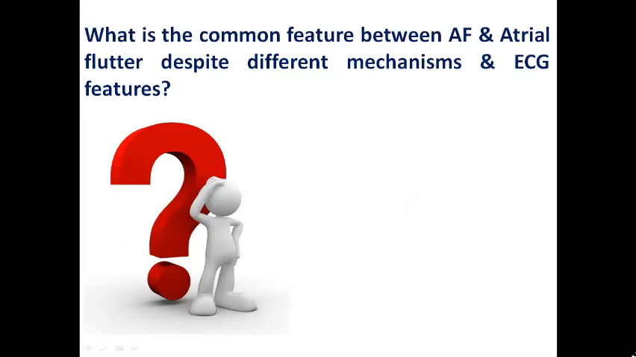Let's ask ourselves the last question in our lecture today. What is the common feature between AF and atrial flutter despite different mechanism and different ECG features? As we learned here, AF is multiple wavelet re-entries, atrial flutter is one macro re-entrant circuit.